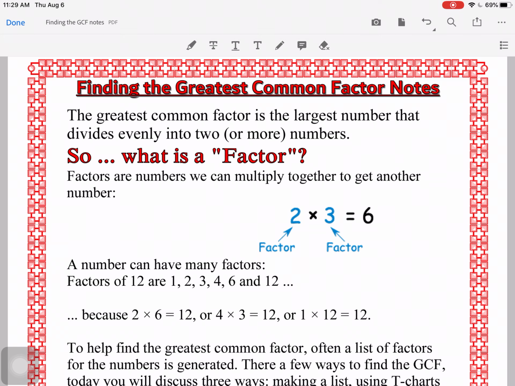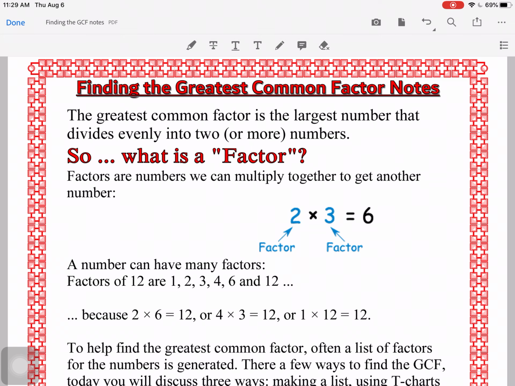For example, 2 and 3 are factors of 6. 2 and 3 are multiplied together to get 6. So, 2 and 3 are called factors of 6. A number can have many factors.